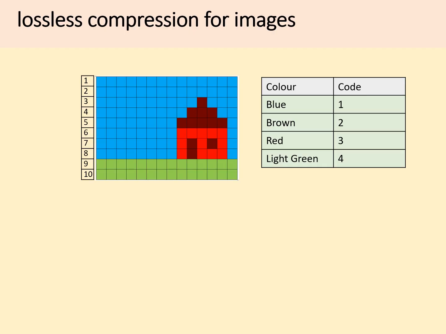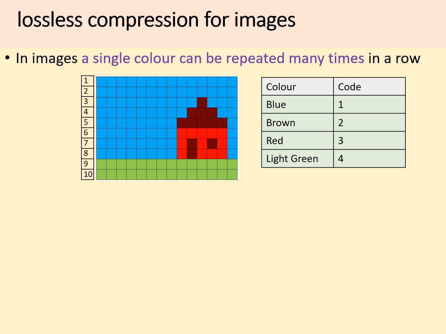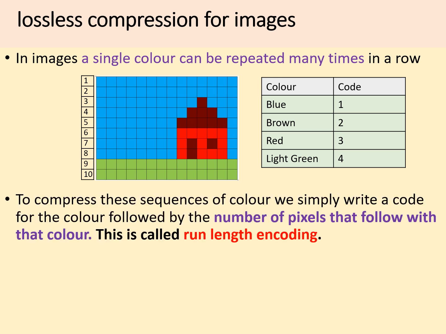Right, let's have a quick look at some actual methods. So, lossless compression for images. You can see here a single color can be repeated many times in a row. We've got a nice simple picture here which will work for our example. What we do is we take all the colors in our picture and we just assign each color a code. So blue is 1, brown is 2, red is 3, light green is 4.